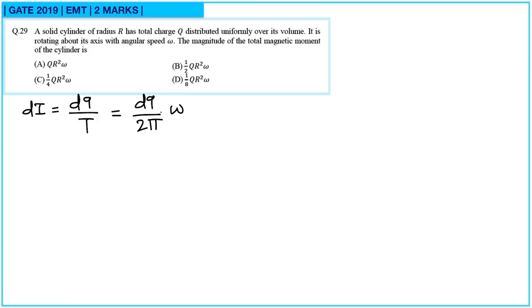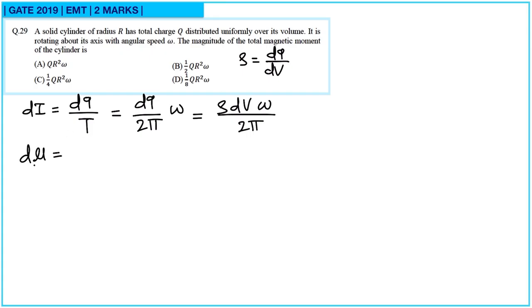Now dq is charge in that portion, so we can write it in terms of volume charge density. Volume charge density is equal to dq upon v, whatever that volume is. So dq is equal to rho into dv. So this is rho dv into omega upon 2 pi. This is current.